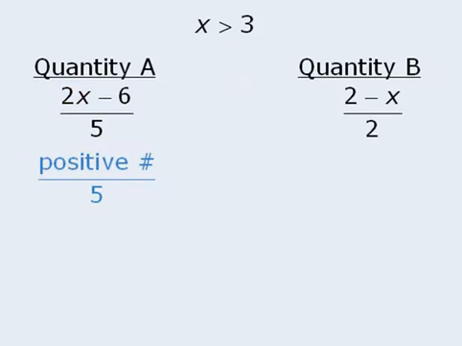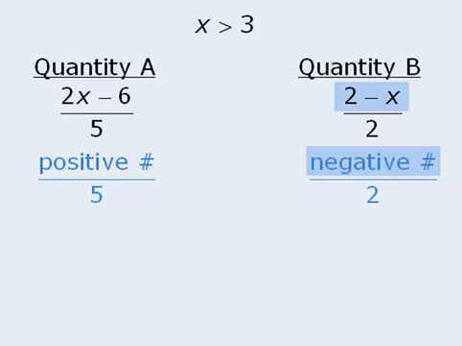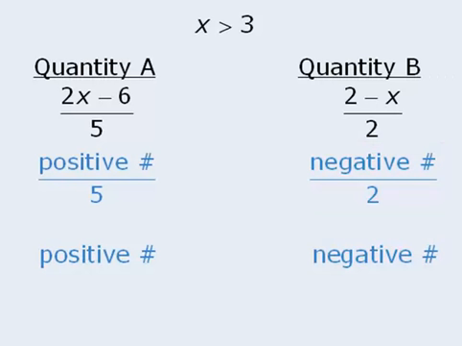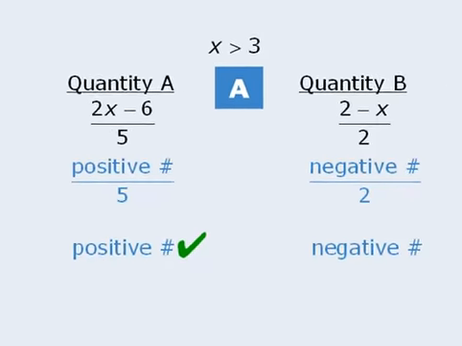Now let's move over to the numerator in quantity B. Here we can see that if x is greater than 3, then 2 minus x must be equal to some negative value. From here we can see that in quantity A we have a positive number divided by 5, which will always be positive. And in quantity B, we have a negative number divided by a positive number, which will always be negative. Now, since a positive number is always greater than a negative number, the answer here is A.